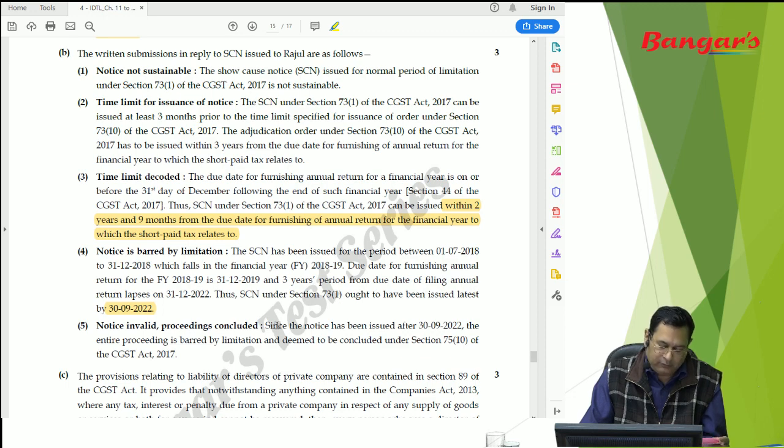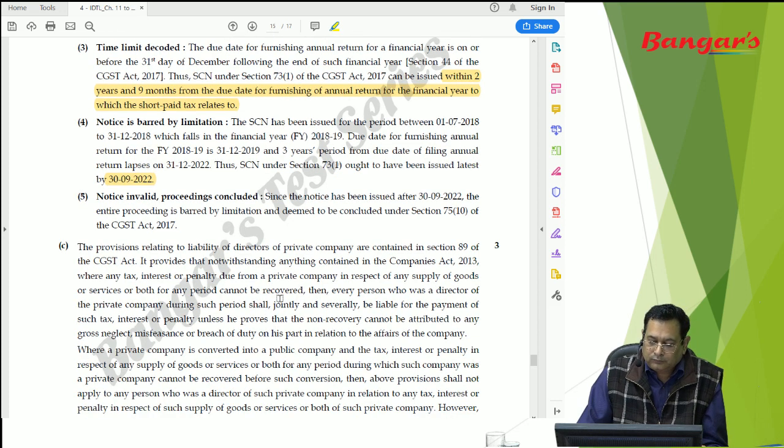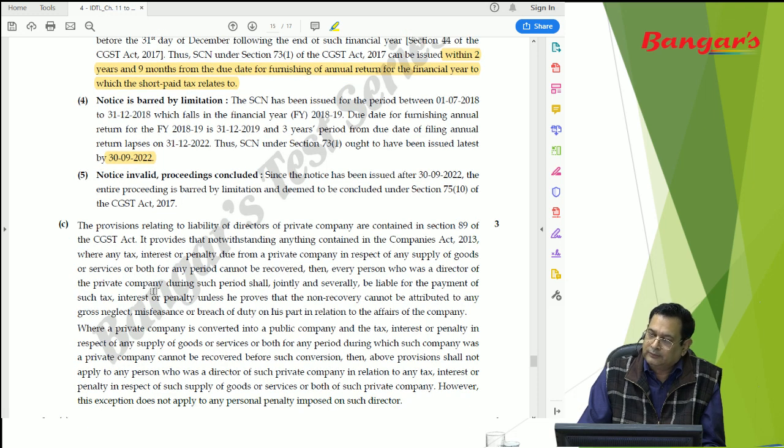Then question number 5C was relating to directors of private company, so liability of directors of private company. As per the provisions of section 89, every person who is the director of a private company, if tax dues are for that period, he will be held liable unless he proves that the tax dues could not be recovered on account of what? Not his gross neglect, misfeasance, or breach of duty on his part. So in that particular circumstance, the amount cannot be recovered from him.